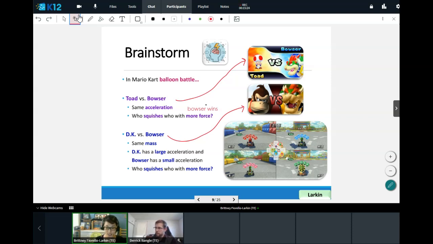This time, who squishes who? Who wins this time? Tell me in the chat. Who wins? Awesome. Yes, yes, yes. This time DK is going to squish Bowser because he's moving way faster. So even though they're the same size, this time DK wins because he had the acceleration and went a lot faster, whereas Bowser stalled in place.